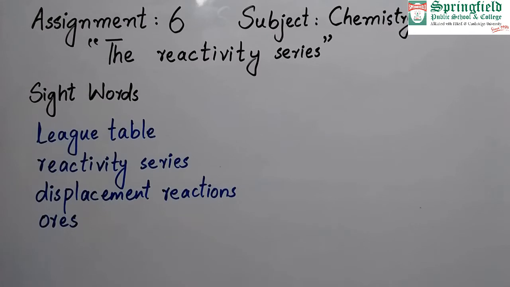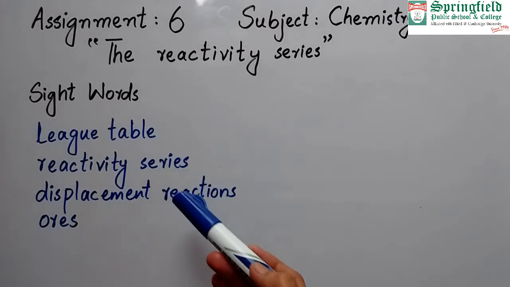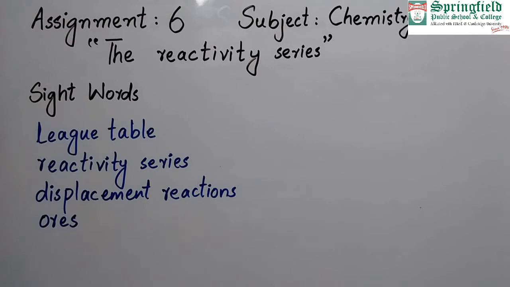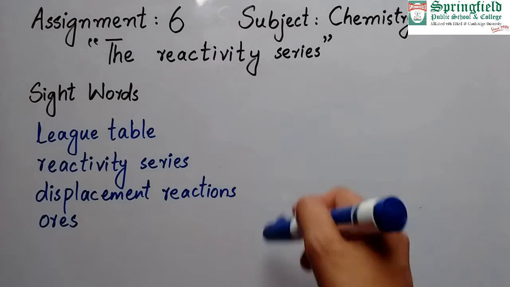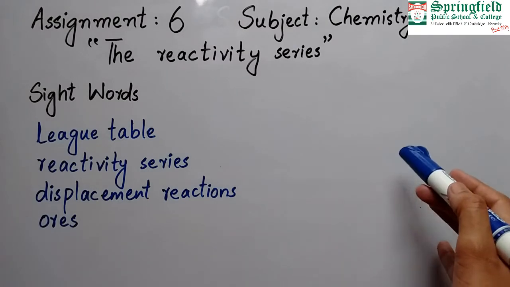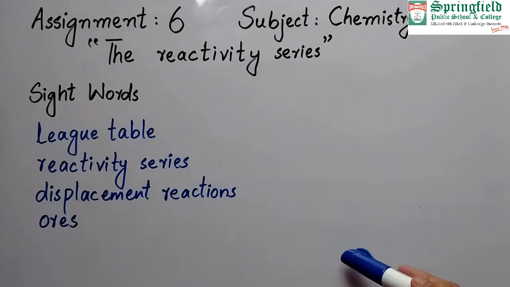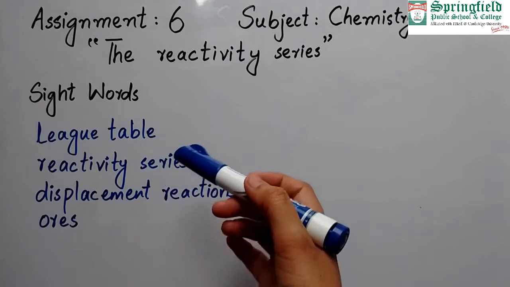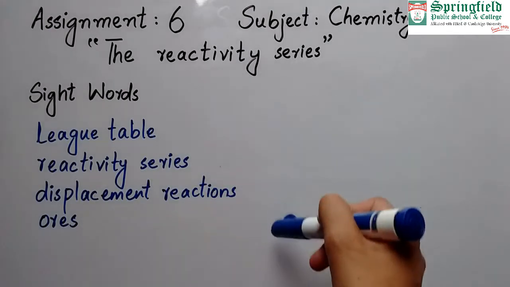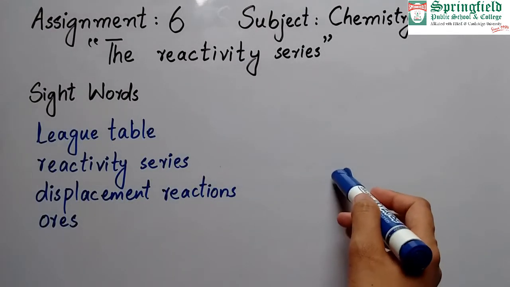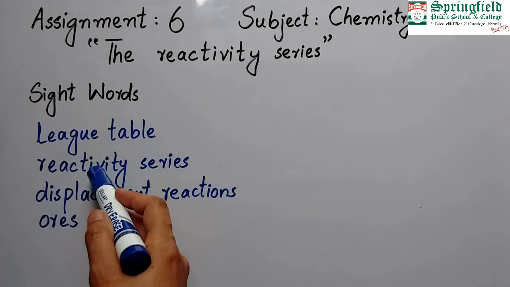Before heading towards our topic, let's see these sight words. League table. What is a league table? As you would have seen the Super League or Premier League matches, on the basis of their scores, the teams are arranged. So similarly, on the basis of reactivity, we arrange the metals in the form of a league table and we call it the reactivity series.